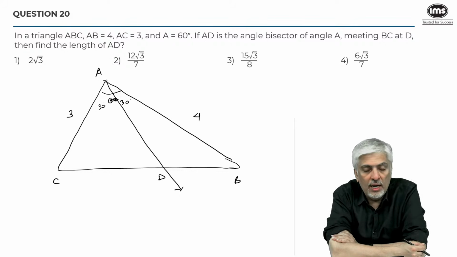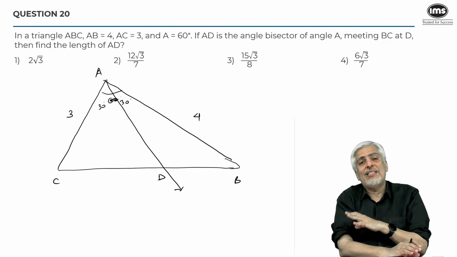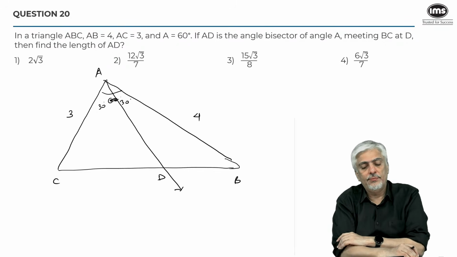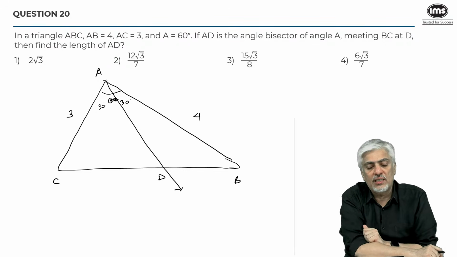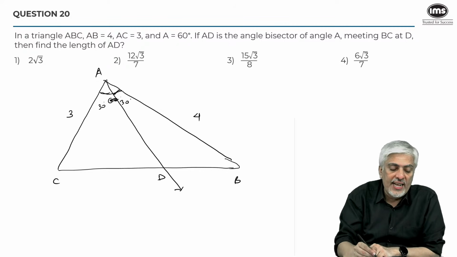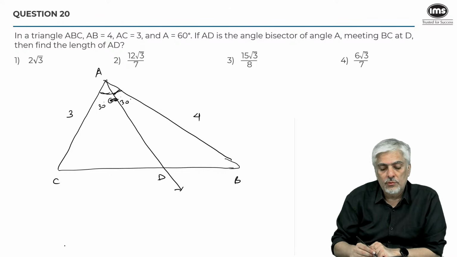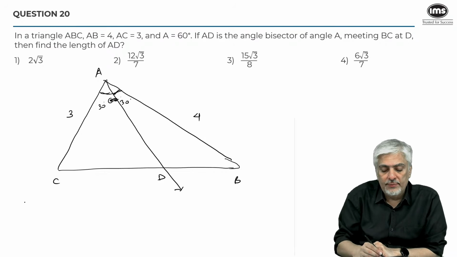Good. Again, this is the one question where only if you have seen it earlier are you going to think about it. Otherwise, it's very difficult to think about it. So the hint over here is that there is no need of the angle bisector theorem at all. You make use of this 30, 30 and 60. So what is the area of the full triangle?